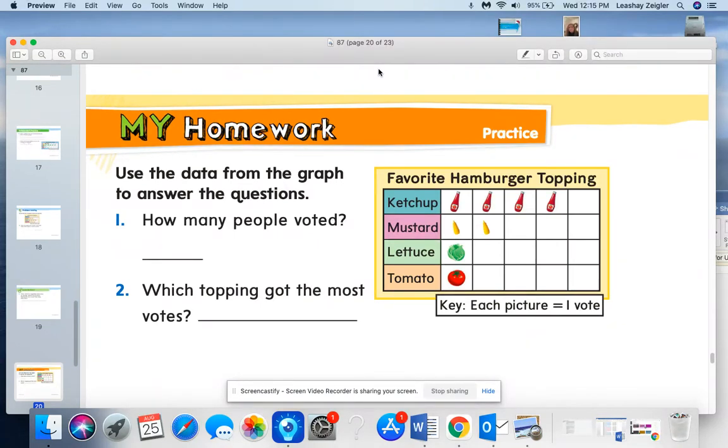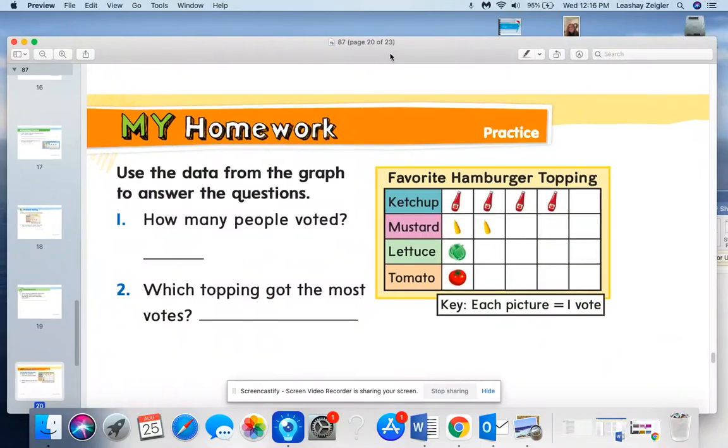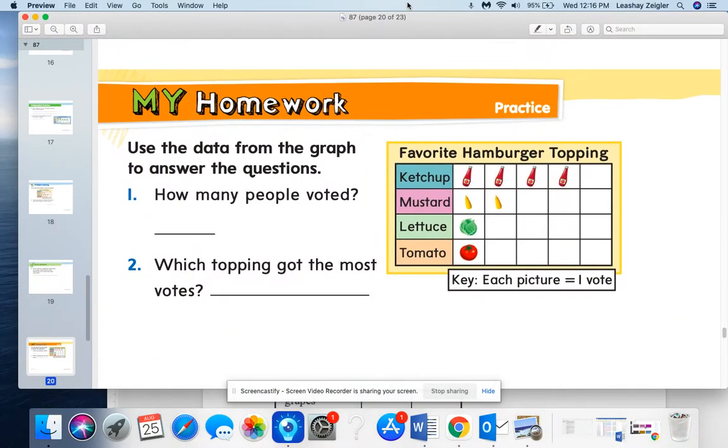So your homework pages should look like what you see on my screen. My homework was all based on graphing data. We were graphing our data. It says use data from the graph to answer the questions. So how many people voted? In order to find out, you should have added up all of the pictures. So you would have added up 4 and 2 and 1 and 1 to get your answer.